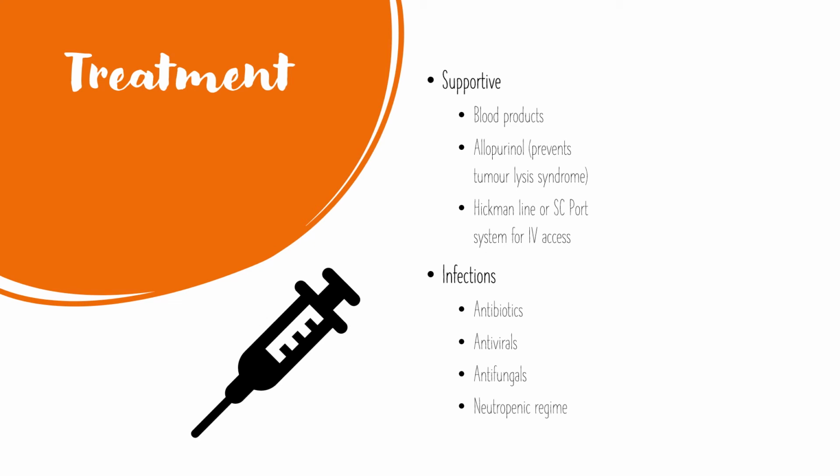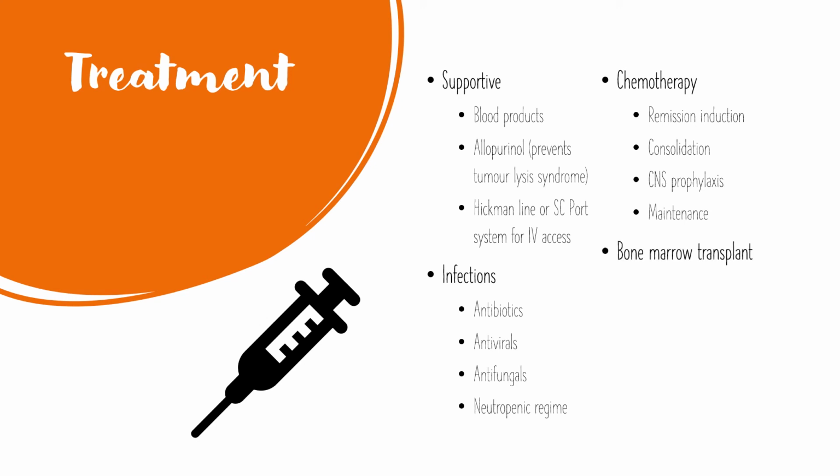Cancer chemotherapy is complex. You need to give drugs to induce remission. Then you need to give high to medium dose therapy and blocks over several weeks. You then give the CNS prophylaxis, for instance methotrexate. And then you finally give maintenance therapy, so that is prolonged chemotherapy. Lastly, you may be able to consider a bone marrow transplant, which is the best option for younger adults.